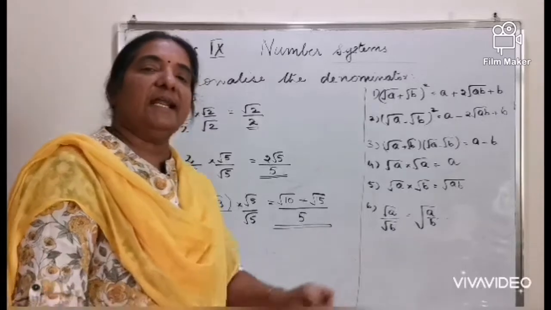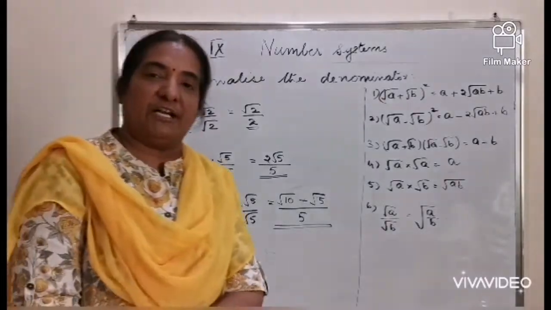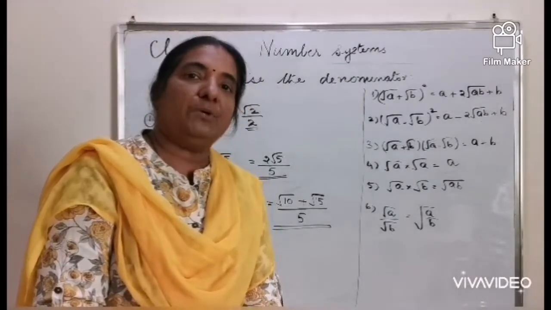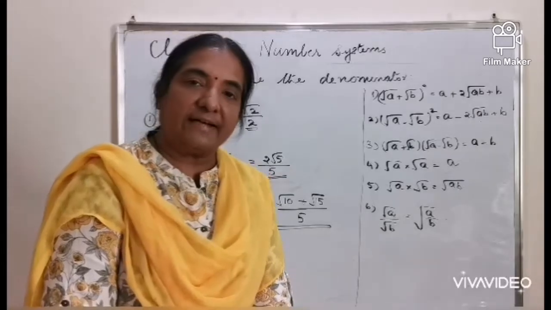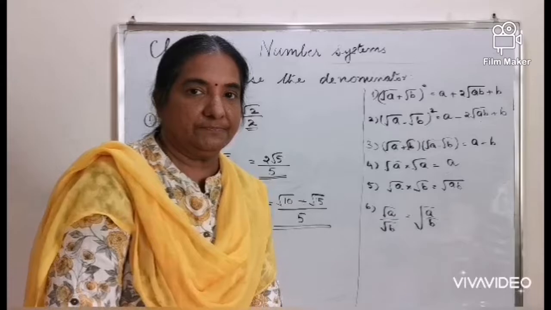Thus, to rationalize a denominator which has only one irrational factor, multiply and divide the given number with the same irrational factor, and thus the denominator will be rationalized.